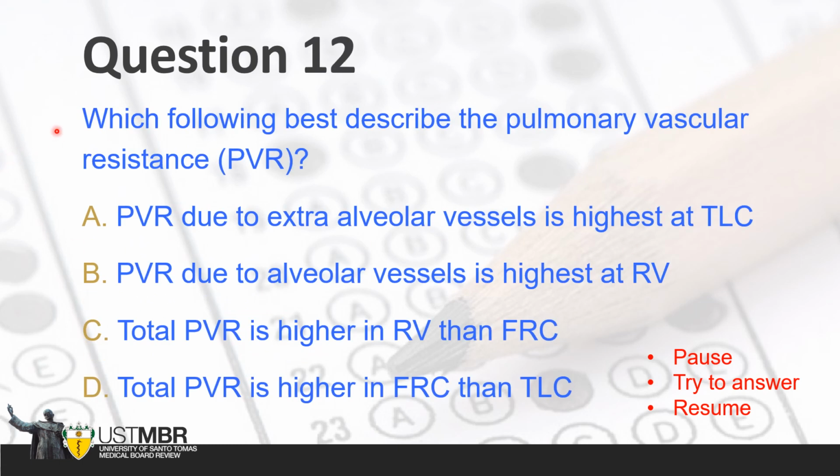Number 12 reads as follows, which of the following best describes the pulmonary vascular resistance? PVR due to extra-alveolar vessels is highest at TLC. PVR due to alveolar vessels is highest at RV. Total PVR is higher at RV than FRC. And total PVR is higher at FRC than at TLC. Again, I'd like you to pause, try to answer, and then resume.